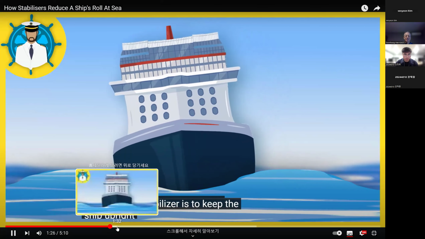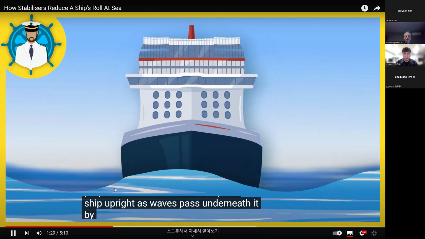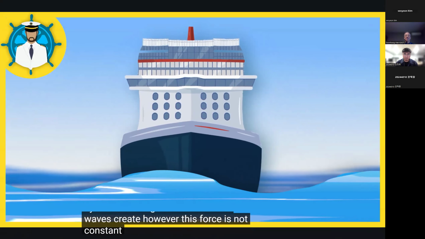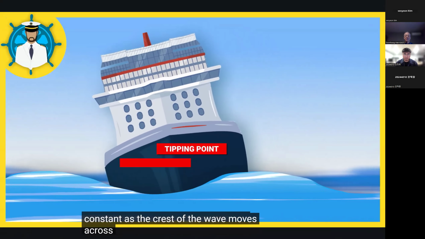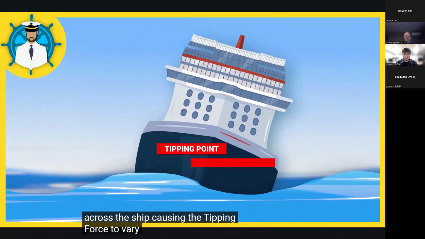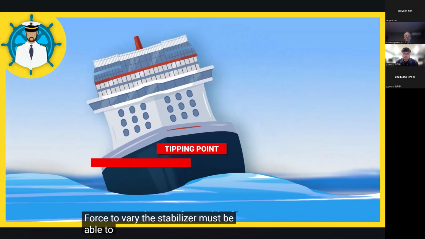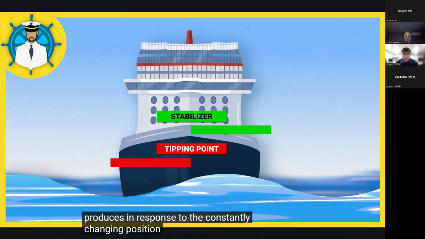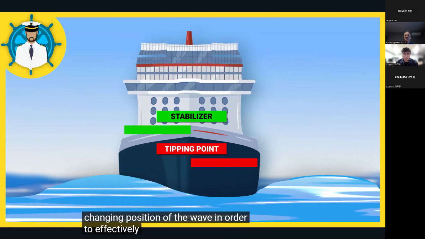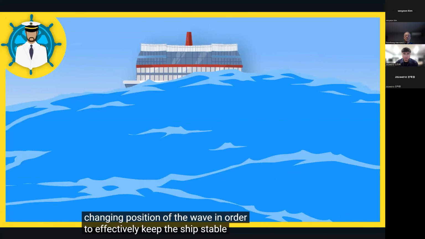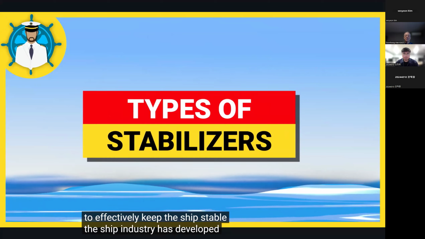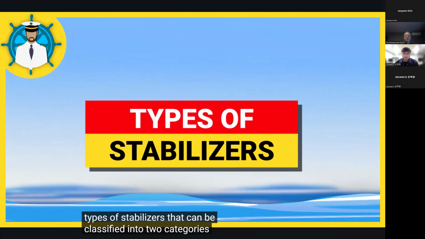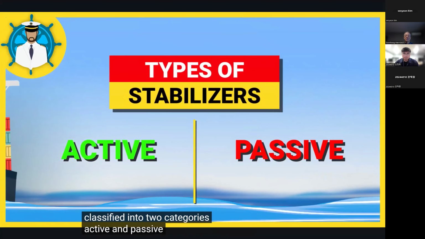stabilizer is to keep the ship upright as waves pass underneath it by counteracting the force that the waves create. However, this force is not constant as the crest of the wave moves across the ship, causing the tipping force to vary. The stabilizer must be able to adjust the amount of force it produces in response to the constantly changing position of the wave in order to effectively keep the ship stable. The ship industry has developed several types of stabilizers that can be classified into two categories: active and passive.